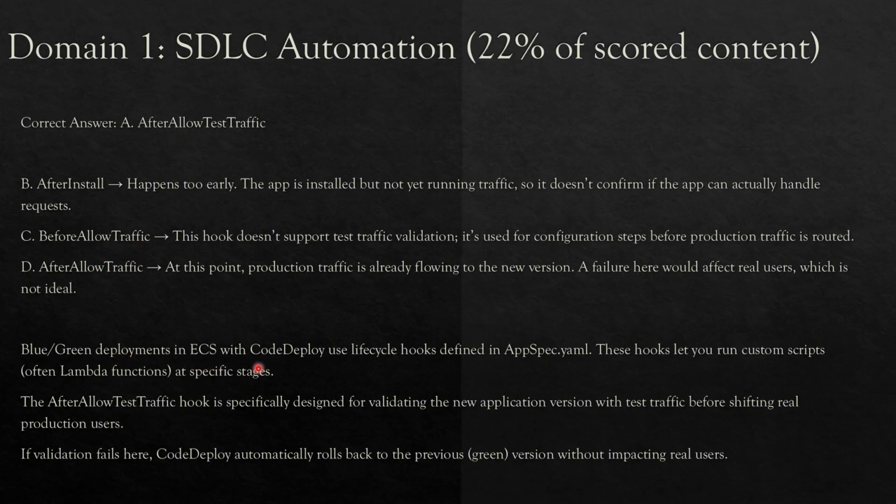So here, Blue-Green deployments in ECS with CodeDeploy use lifecycle hooks defined in appspec.yaml, and these hooks let you run a custom script, often a Lambda function, at a specific stage. This is specifically designed for validating the new application version with test traffic before shifting real production users. And if validation fails, CodeDeploy can automatically roll back to the previous version, which is the green version here, without impacting real users.